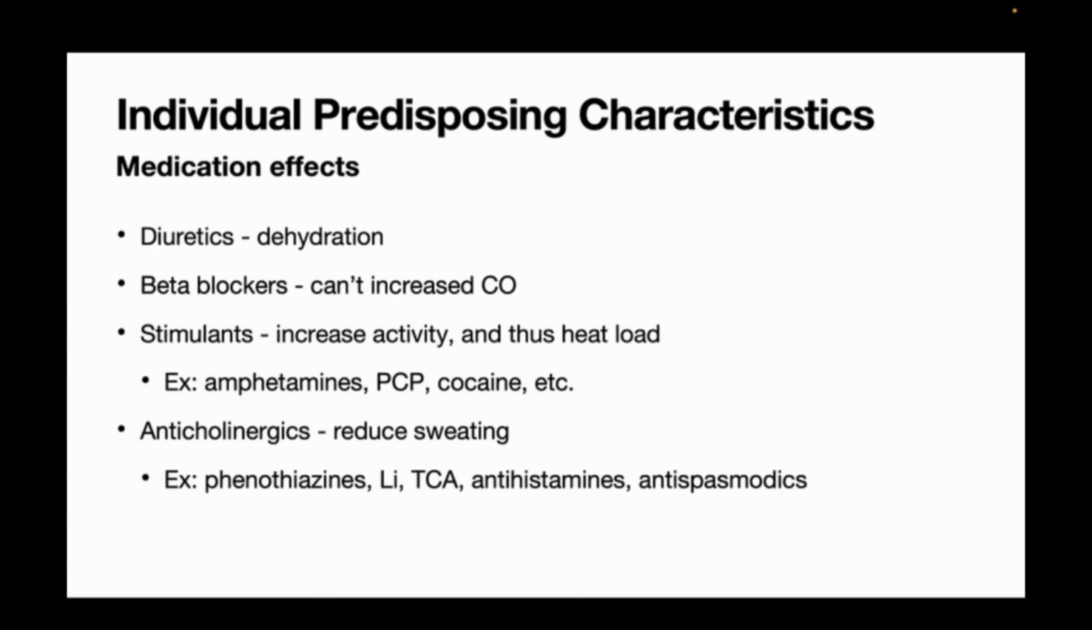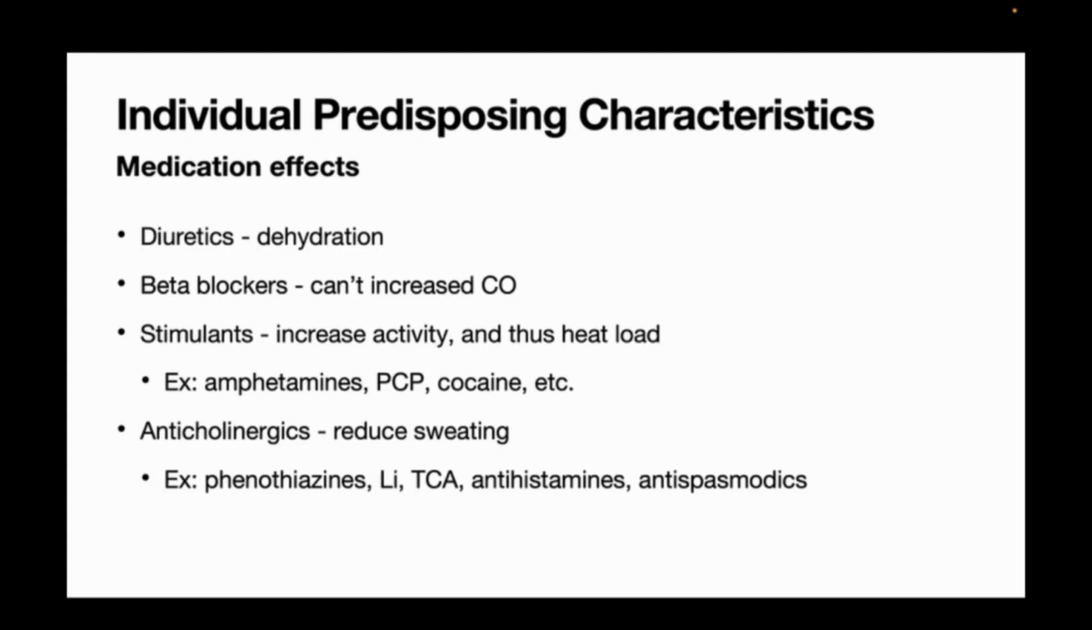If you're taking beta blockers, that can also impair your ability to increase your cardiac output, and stimulants can increase your activity and thus your heat load. Anticholinergics reduce sweating as well, and so that also can be a liability with respect to getting rid of excess heat and setting you up for risk for heat illness.